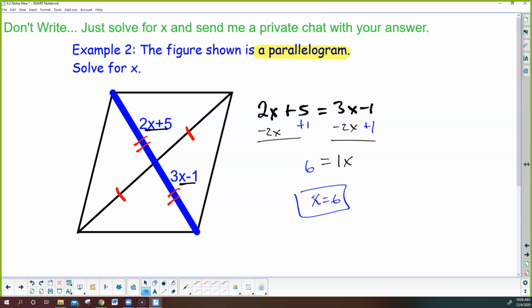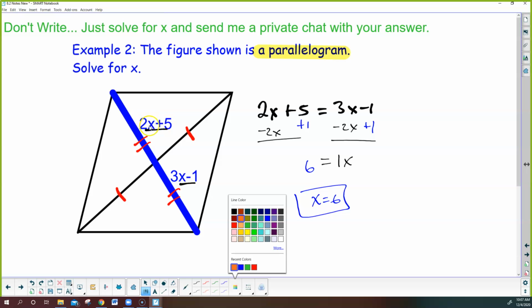Okay? So that is kind of the approach we're going to take. Now, if I was doing this on a test, that's the answer. They said solve for x, but what I would do is I'd take this answer and check.